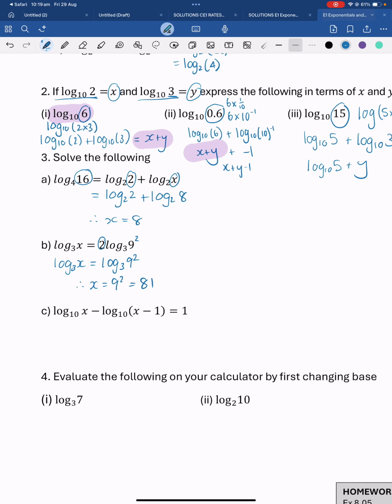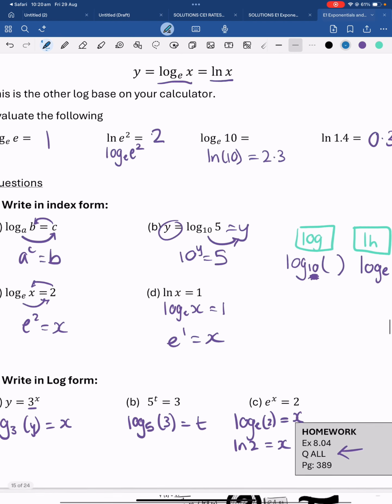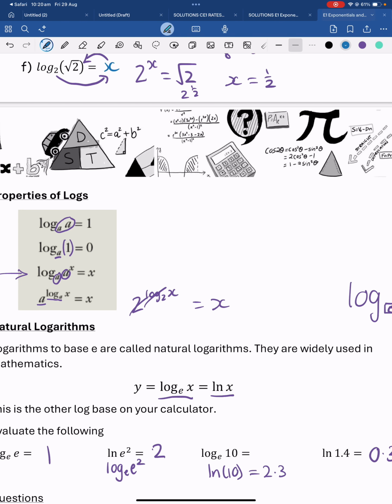What have we got here? Log 10. Let's go let log 10 of... minus is the same as dividing. So let me write it as a division. Log 10 of x over x minus 1. Yep, equals 1.